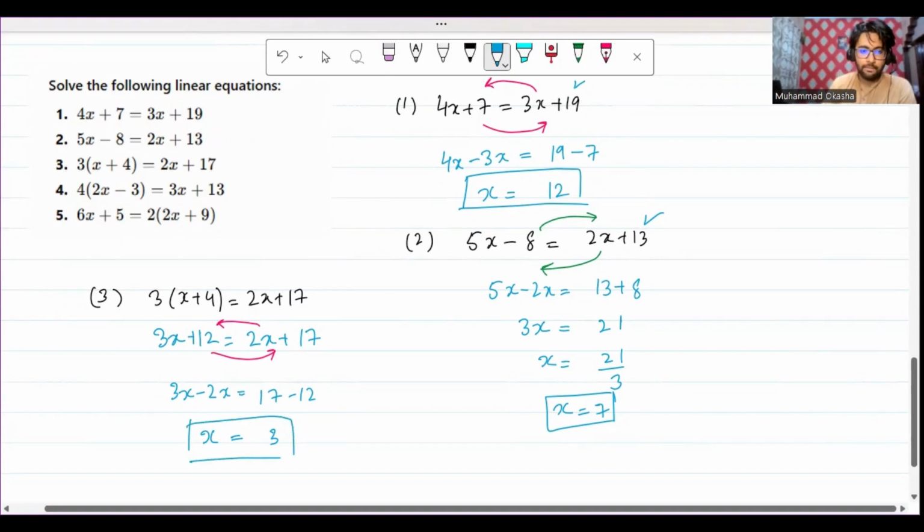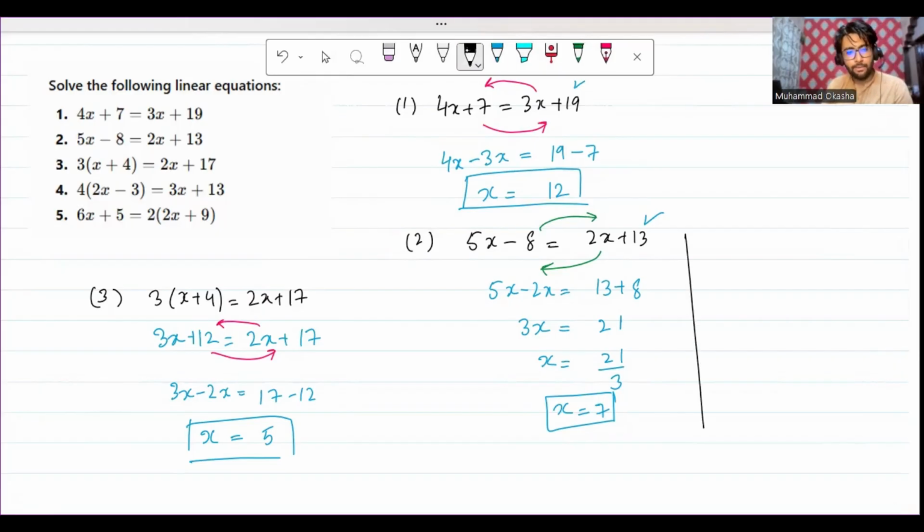I think 5. Yeah. Okay. I hope it makes sense. I hope it's not so bad. Take a look at question number 4.